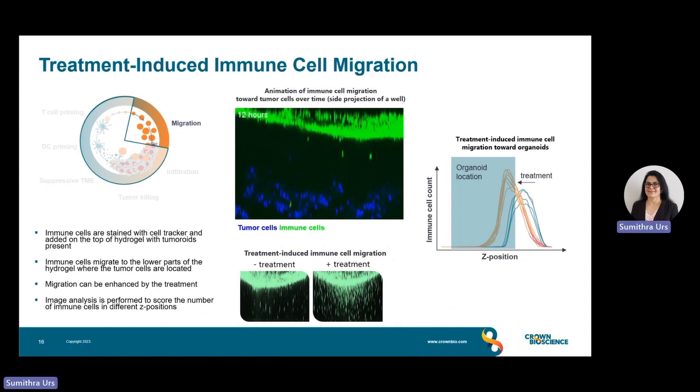On this slide is an example for treatment-induced immune cell migration, showing movement of cell tracker-stained immune cells from the top of the hydrogel towards the tumor cells located in the lower half of the well. This is a side projection image of the well. Image analysis is done to score the number of immune cells in different Z positions for the evaluation.